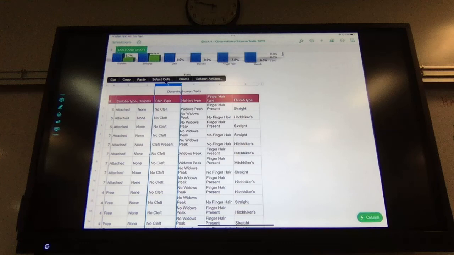Hitchhiker's thumb. Tap the letter G. Column actions, sort ascending. I'm on row 27, so there's 26 students that have a hitchhiker thumb. 26. I already had the formula in there from that top row. I made the formula there and copied it all the way down.